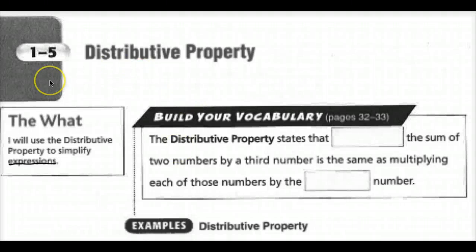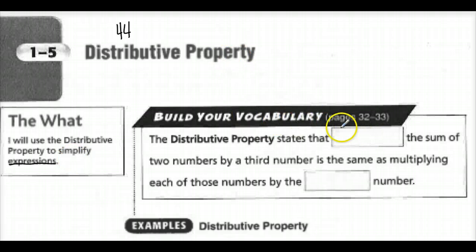Hello there, we're doing 1-5 distributive property. We are on page 44 in your notebook. Here we go, we're going to get started with the distributive property, and we're going to use the distributive property to simplify expressions. And remember, the word expression just means an equation with no equal sign.